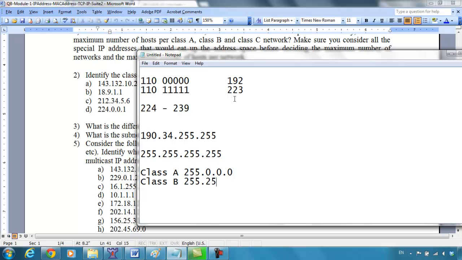So it is 255.255.0.0. Class C is going to be 255.255.255.0 because we have 24 bits for the network part, so 24 ones followed by 8 zeros.